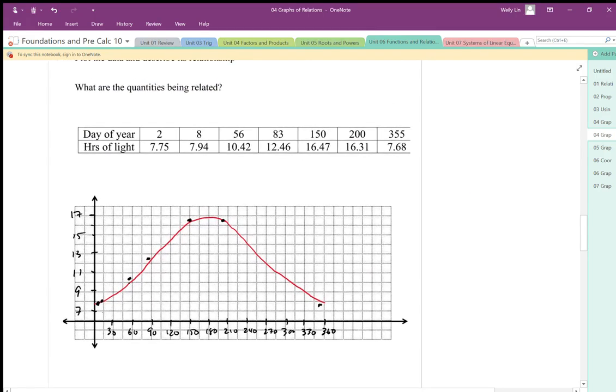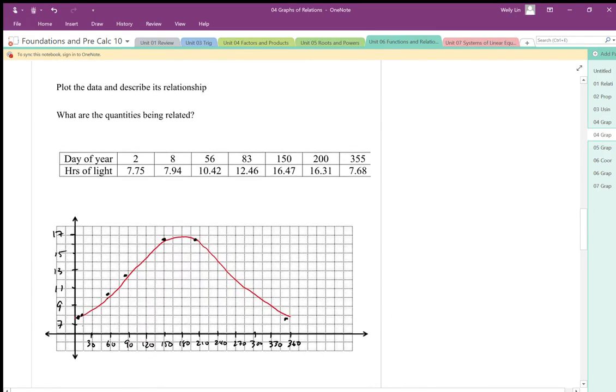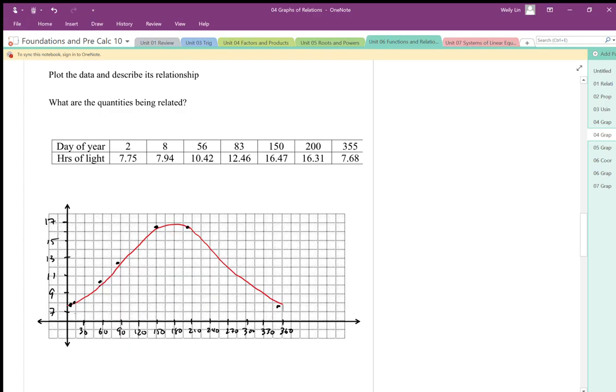To describe the relationship, it's kind of hard, but if you know this shape, we can call it a sine curve. Otherwise you can say it just goes up and down. And maybe I'm just going to say it goes up and down. For the quantities being related, the dependent variable is the hours of daylight. That's my output.